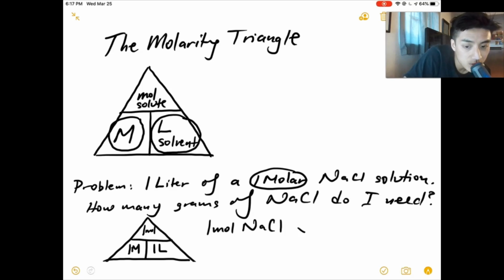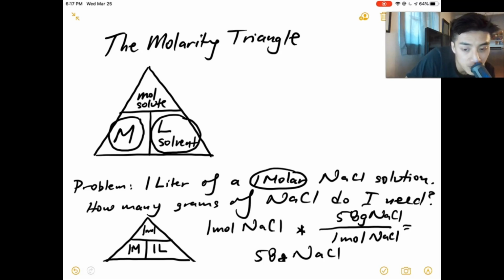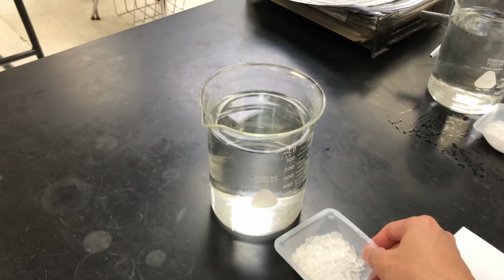From here, this is extremely simple. We've done this for like 5 months straight. 1 mole of salt is how many grams? You just need to convert to grams of salt. So I'm going to go 1 mole times, draw a line, times 58 over 1. And my answer is 58 grams, just like in the video. So when I measured out 58 grams of salt, I dumped it into the 1 liter of water, and I made my 1 molar solution of salt.